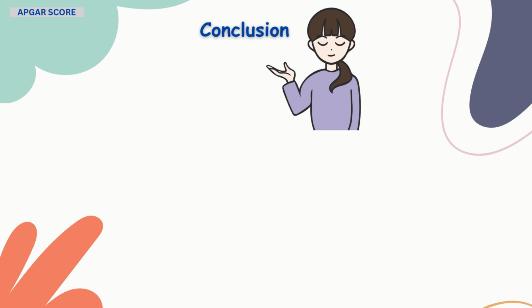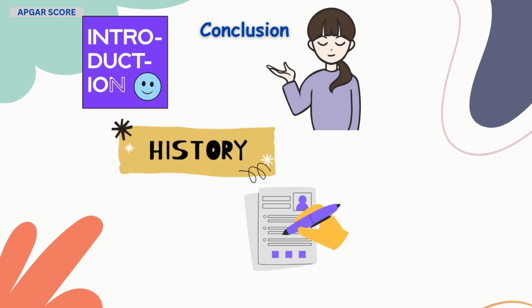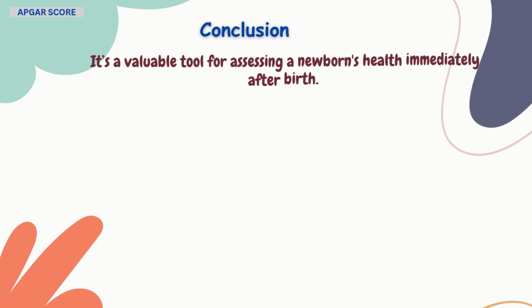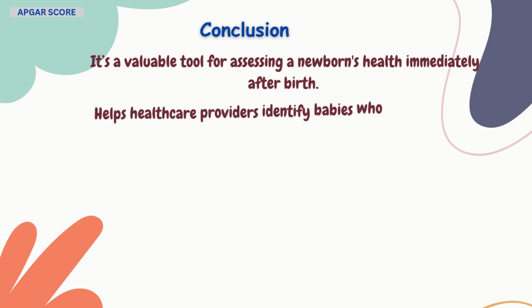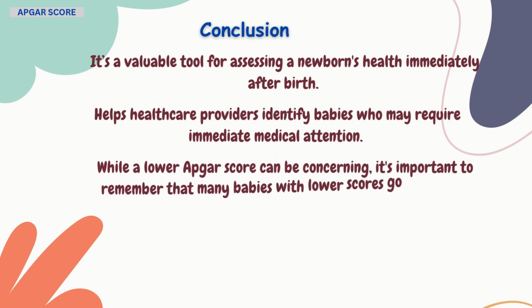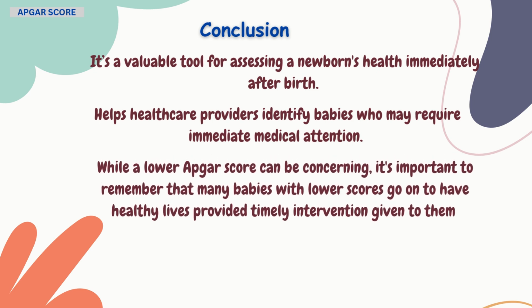In this video, we learned about the introduction, history, and application of APGAR score. Now we know that APGAR score is a valuable tool for assessing a newborn's health immediately after birth. It helps healthcare providers identify babies who may require immediate medical attention. If a newborn gets a lower APGAR score, it may be concerning, but it is important to know that many babies with lower APGAR scores can lead healthy lives, provided timely intervention is delivered to them.